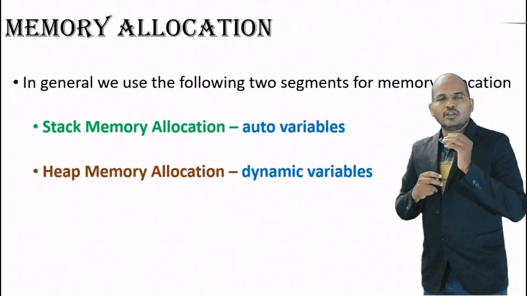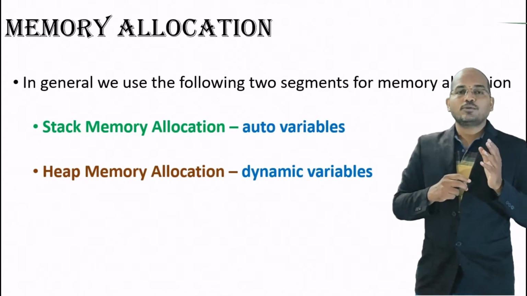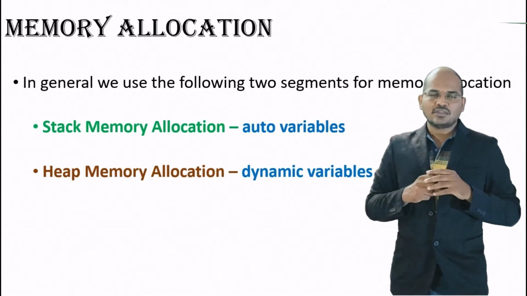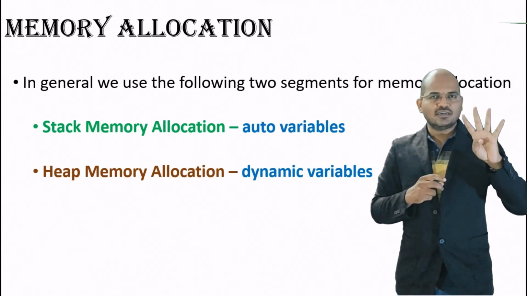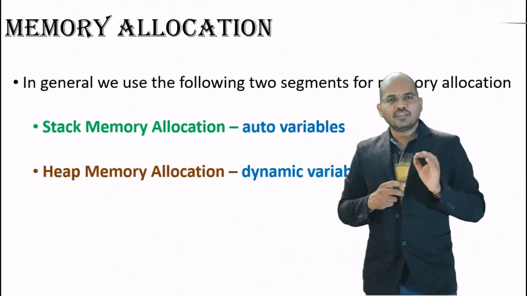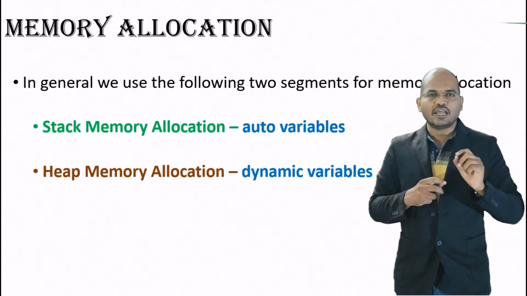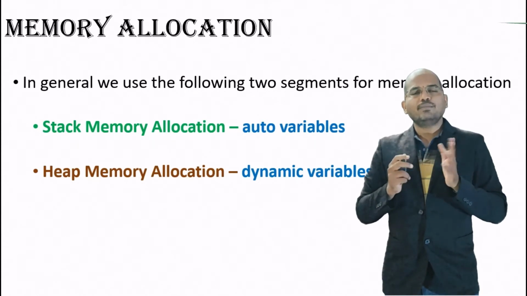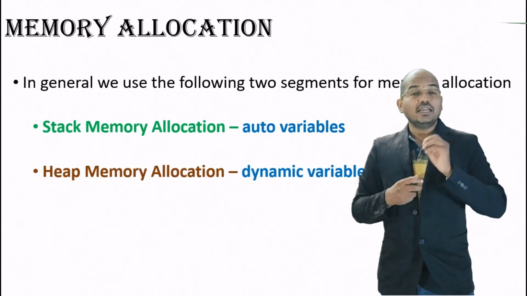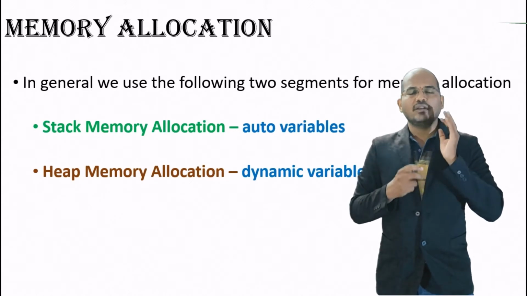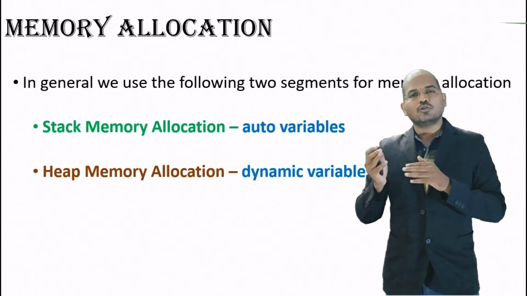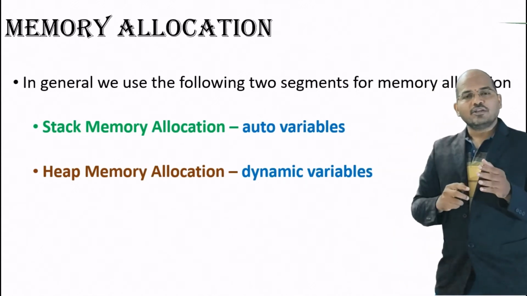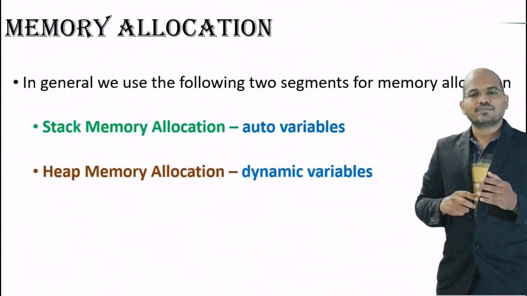Now, what is an auto variable? If you can recall your concept of storage classes in C language, we have learned four types of storage classes, isn't it? Auto, static, register, external. 90% of the identifiers you use as a part of a C program are basically of type auto, isn't it? And the remaining type depends on your application. So 90% of variables of type auto will be allocated in stack memory. Now, what are dynamic variables? Let's see them in detail.